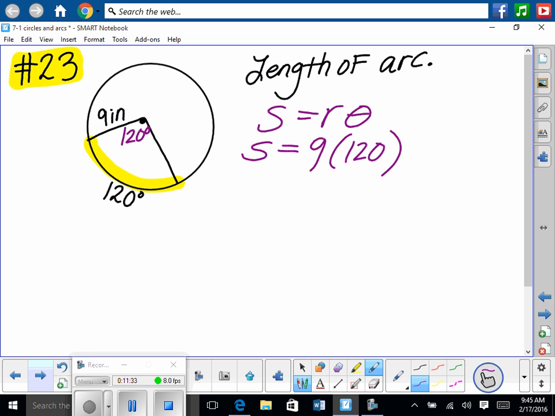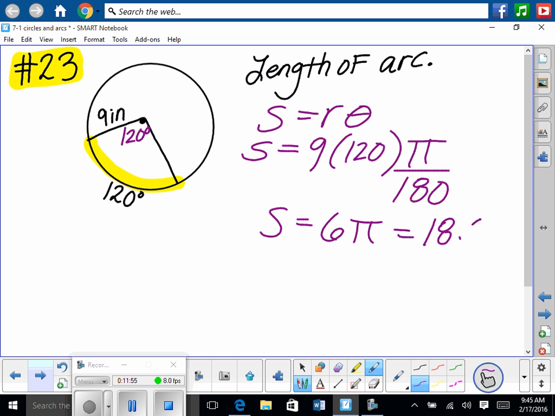But we need to change that to radians. So I'm just going to multiply by pi over 180 right here, right now. Then I'll take my calculator and simplify it all at once: 9 times 120 divided by 180. So you get 6. So that would be 6 pi. And if you're an engineer, that's 6 pi, which is 18.8 inches.